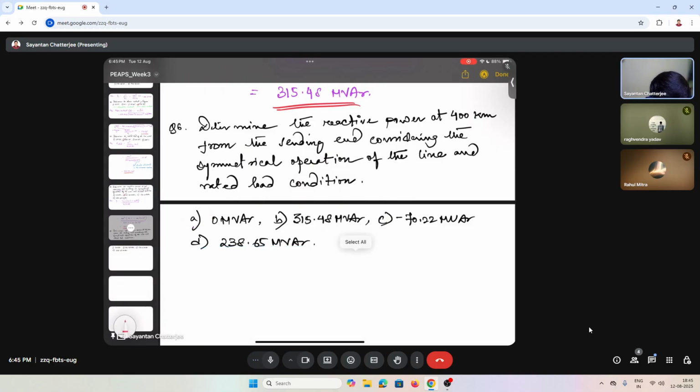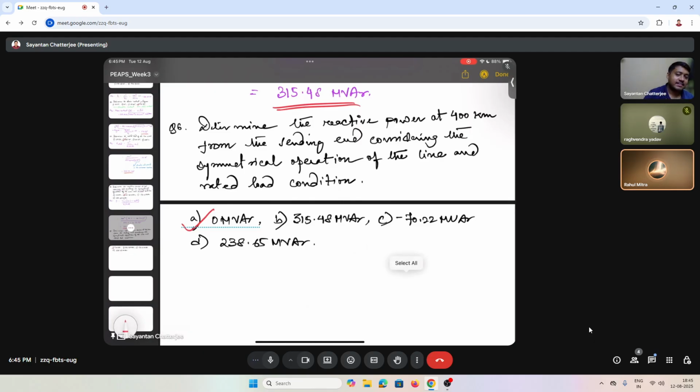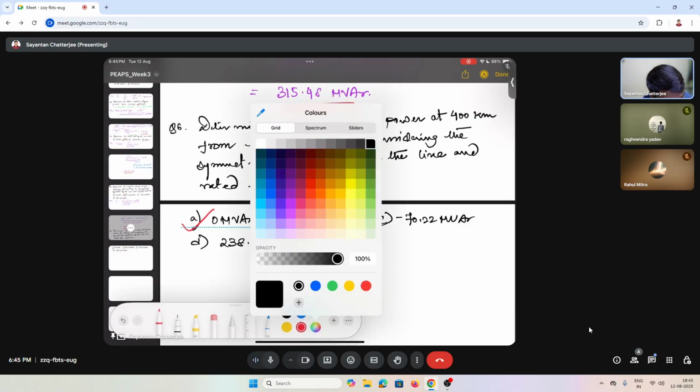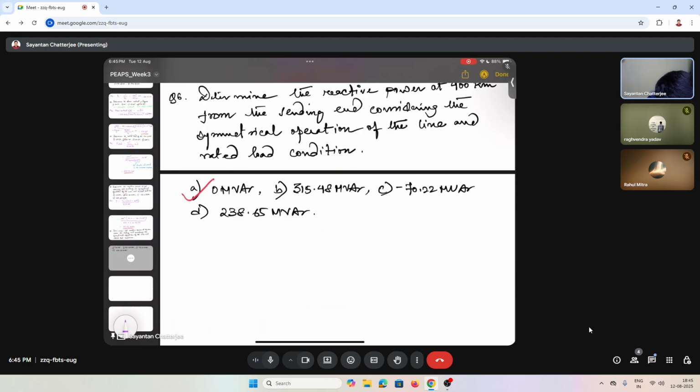At the midpoint, the reactive power is zero. Although we have the expression, if this value were somewhere between 200 and 300, some value would be there, but since it is exactly the midpoint, we won't have such values. It will be 0. It was a tricky question, that's why it was there.